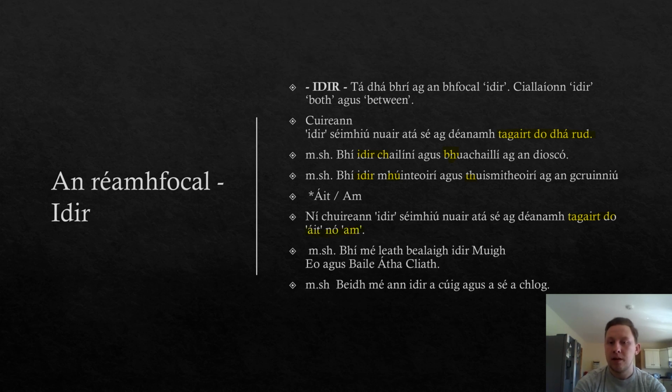An example: bhí mé leathmhaigh Idir Mayo agus Baile Átha Cliath. You'll see the word Idir is here, but there's no Séimhiú on Mayo or Baile Átha Cliath. Another example: beidh mé ann Idir a cúig agus a sé a chlog. There's no Séimhiú here. So again, this is referencing the word meaning between. I will be there between 5 and 6 o'clock. I am halfway between Mayo and Dublin.